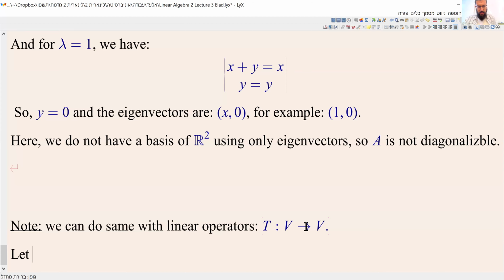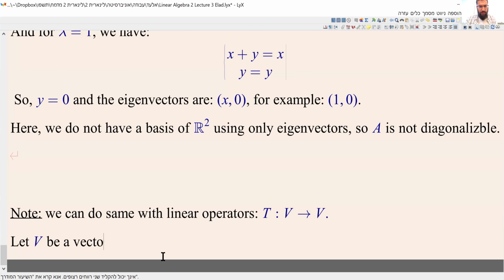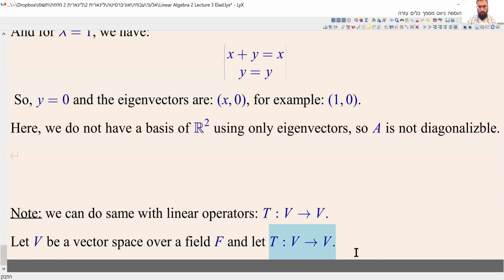Let V be a vector space over a field F, and let T from V to V be a linear operator. An operator is a transformation from V to itself. So I call it an operator.